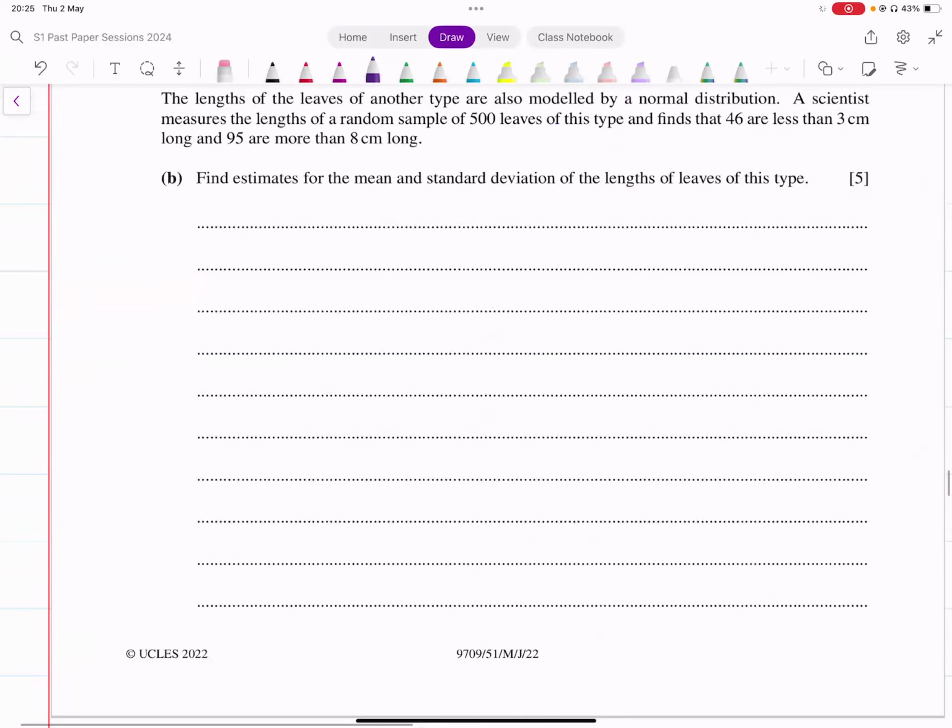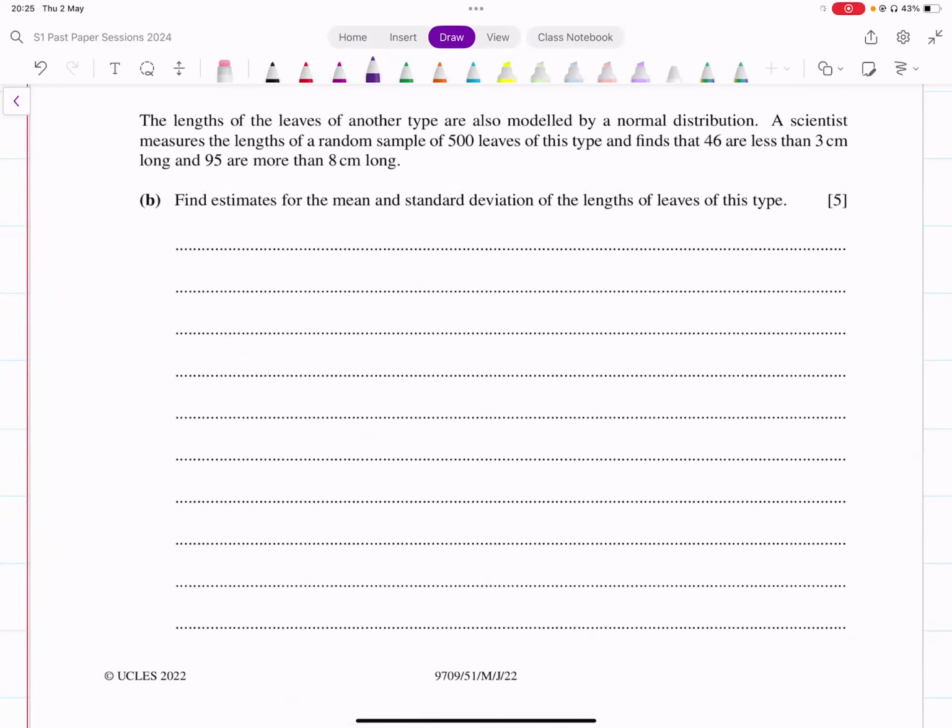Okay. Now it says the lengths of the leaves of another type are also modeled by a normal distribution. A scientist measures the lengths of a random sample of 500 leaves of this type and finds that 46 are less than 3 centimeters and 95 are more than 8 centimeters long. Find estimates for the mean and standard deviation of the lengths of leaves of this type.